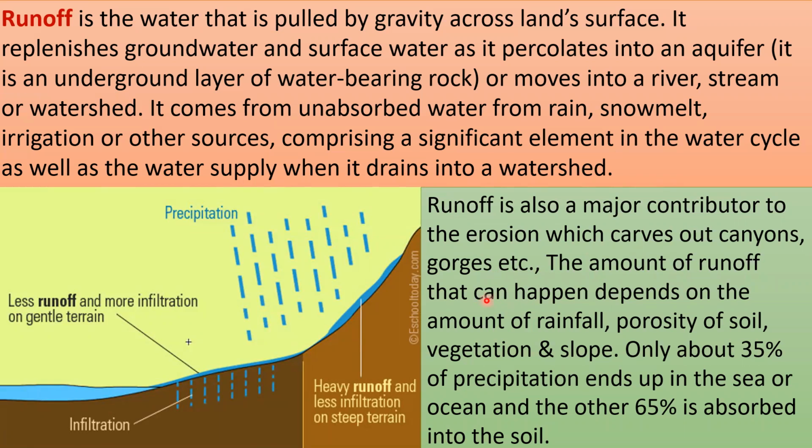The amount of runoff that can happen depends on the amount of rainfall, the nature of rainfall, whether it is very heavy or medium, porosity of soil, vegetation, and the slope of the land. Only about 35% of precipitation ends up in the sea or ocean, and the other 65% is absorbed into the soil. So runoff is the water which is not absorbed by the soil.